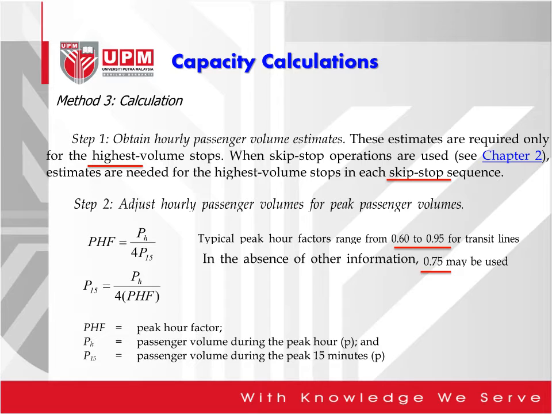Step 2 is we have to adjust the hourly passenger volume. So we use this equation, peak hour factors. We can use the default value like 0.7, and PH is what we want to estimate. But when we implement step 2, we only calculate the peak 15 minutes, the 15 minutes of time which has the highest passenger volume. But our ultimate aim is to know the value of PH, that is, the passenger volume during 1 hour, during peak hours.